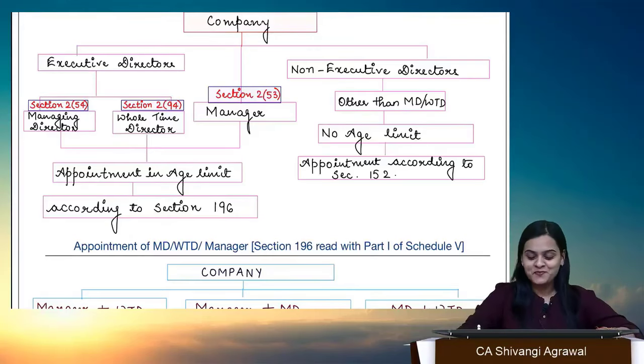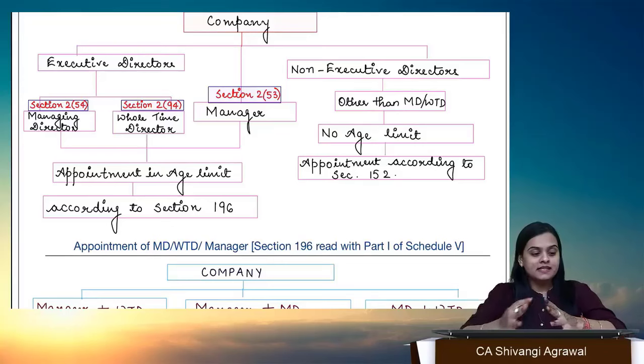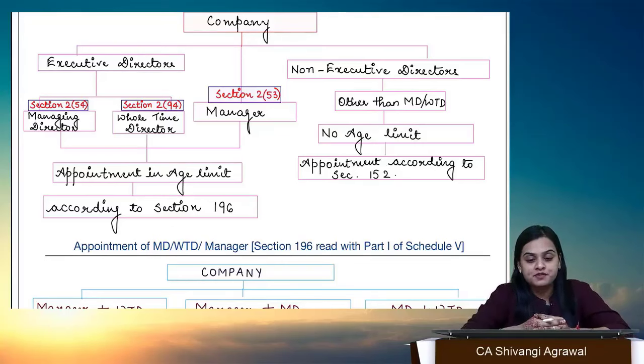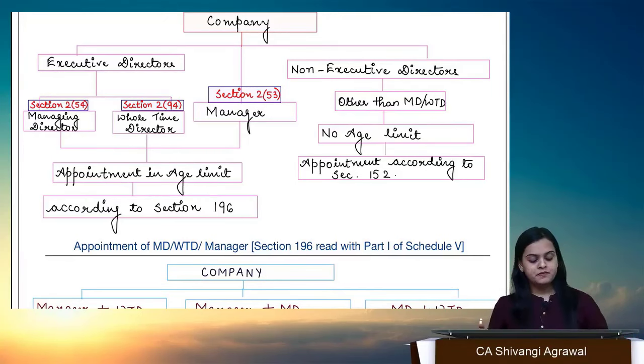Hi everyone. Let's now revise our chapter of appointment and remuneration of managerial personnel, right? This particular chapter has sections 196 to section number 205. Not a lot of sections, but 2 very important sections of your curriculum, that is section 196 and 197. So we will start with the appointment part.